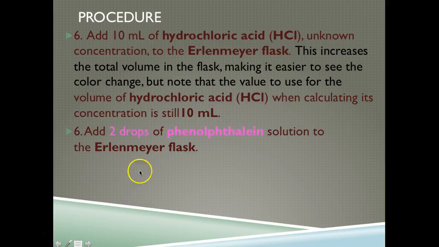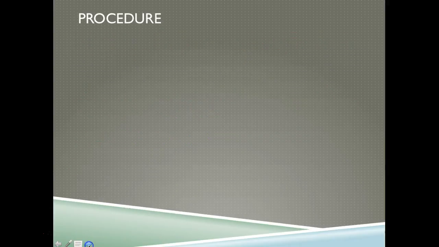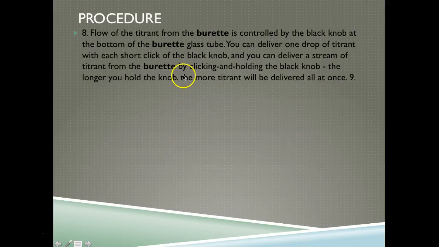Okay. So add 2 drops of phenolphthalein to the flask. This is important. You must add the indicator to the flask, otherwise you won't see that color change. Drag the flask, place it anywhere on the base of the burette. Now it's connected to the burette, so that the liquid will start dripping from the burette into the flask. Okay.